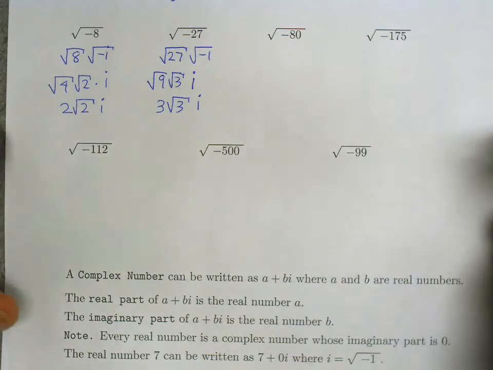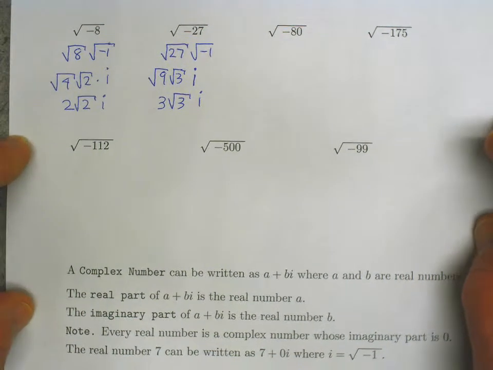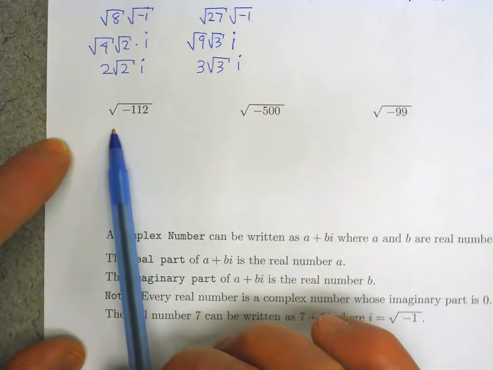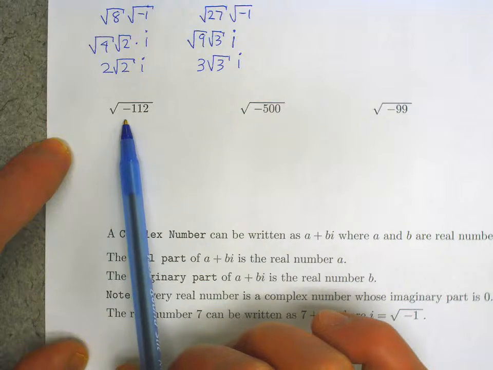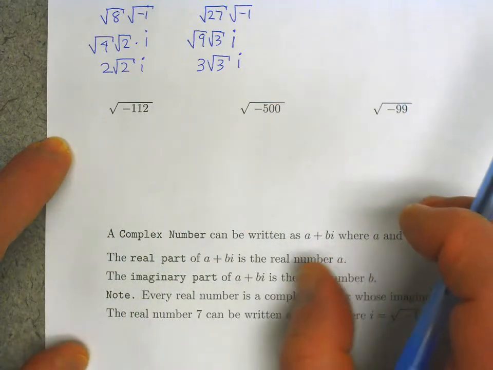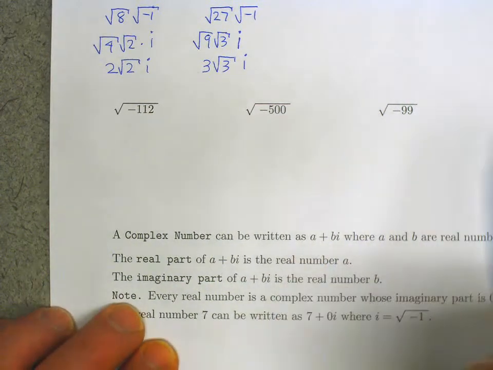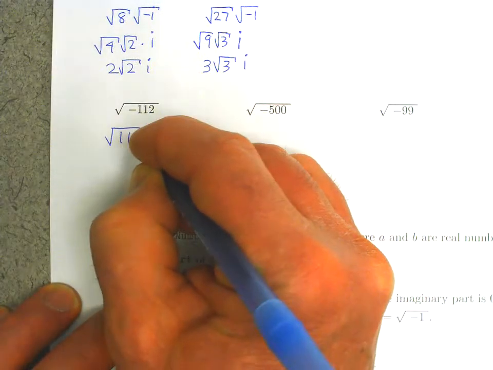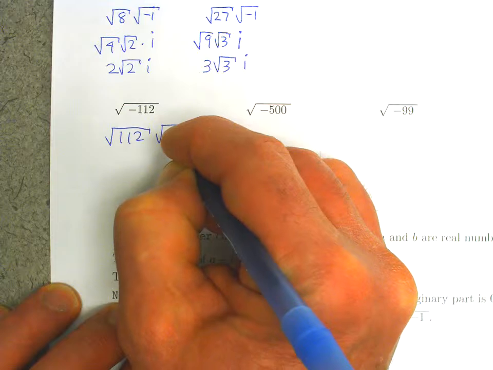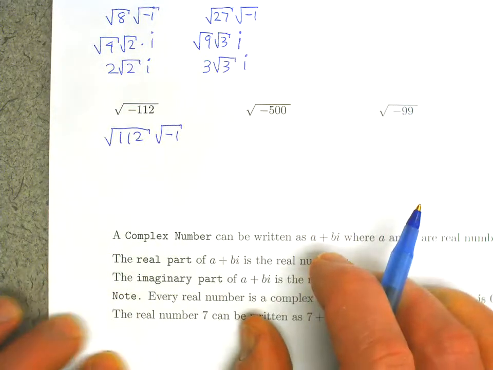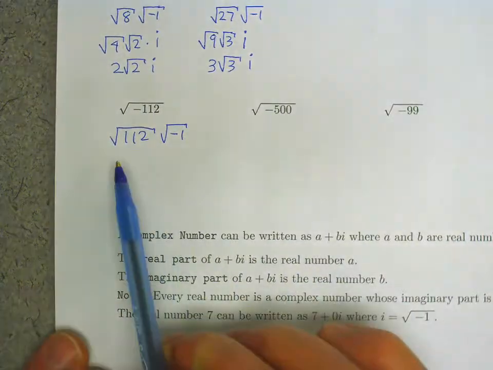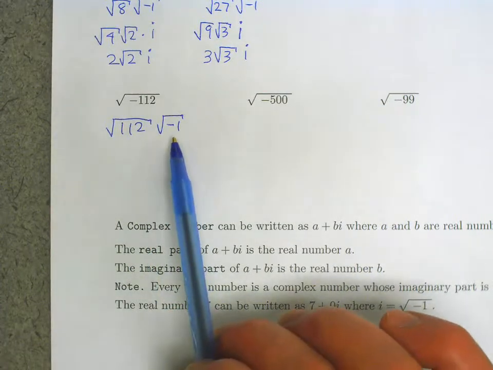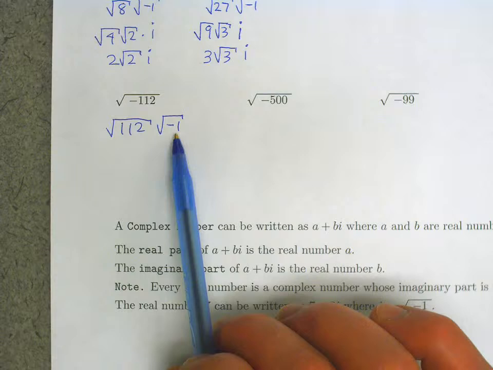Okay, so you probably see how to handle these. Let's do one that's a little more arithmetic involved, like the square root of negative 112. Okay, so think of the square root of negative 112 as the square root of 112 times the square root of negative 1. And we want to simplify the square root of 112, and then we will also replace the square root of negative 1 with i.